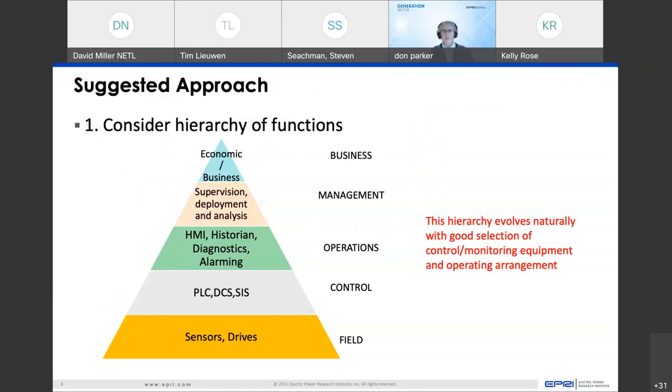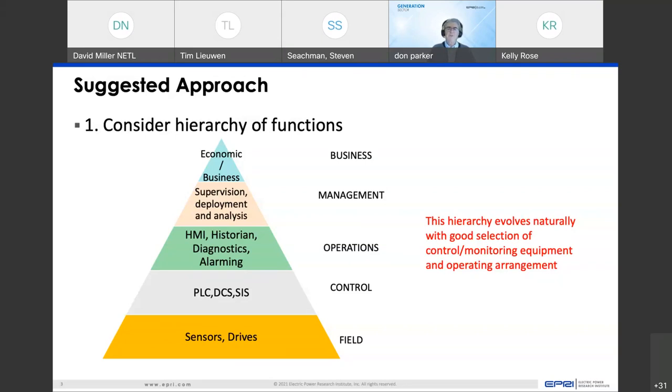And you may challenge what I'm saying, or you might like to take it up in a different way, or perhaps we can discuss aspects of it. But if you think about the hierarchy of functions, it's the sort of thing that ISA 95 discusses. You might say, well, at the bottom level, out in the field, we've got sensors and drives, and then they talk to the PLCs, DCSs, safety instrumented system, protection systems. And then above that, there's the HMI, historian, diagnostics, alarming, all in the operations center at the operational level. And then there's a management level and a business level.